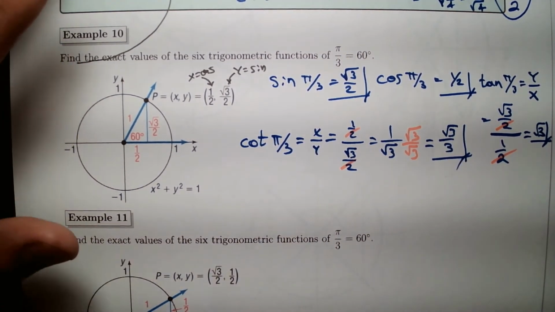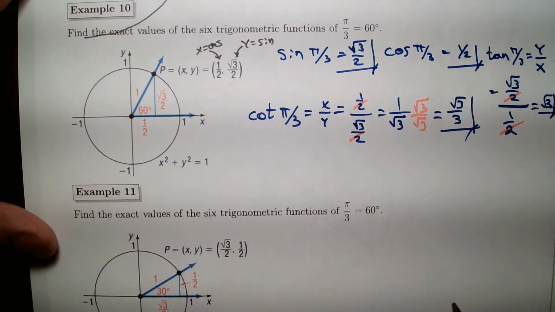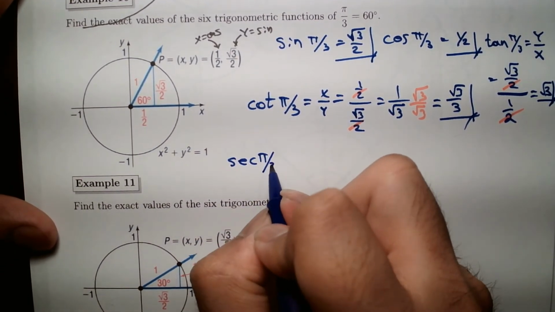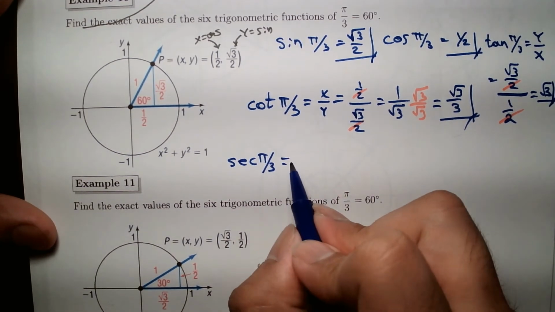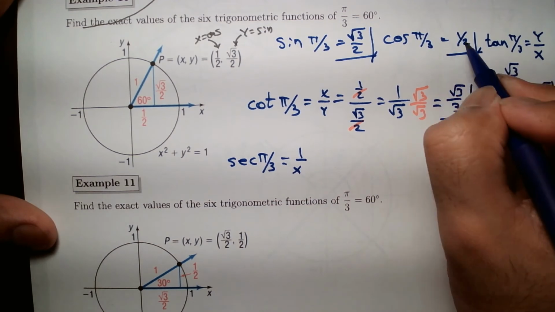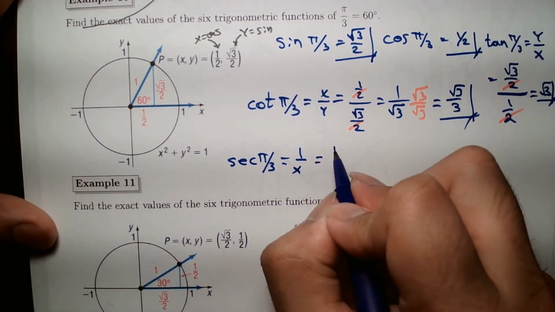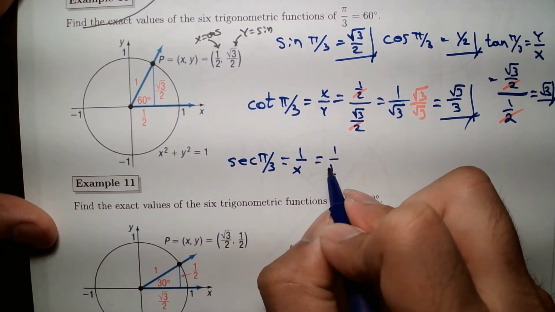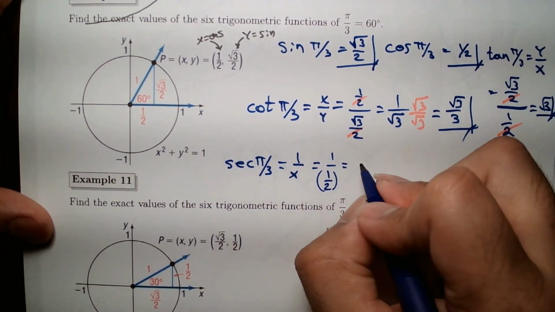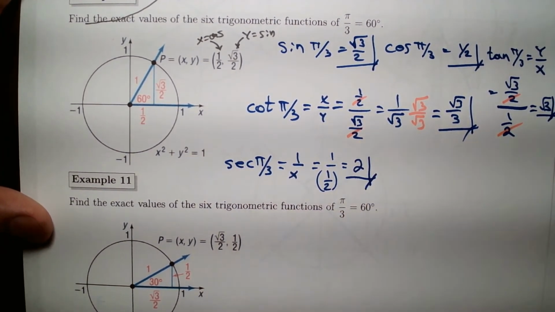What else do we need to do? Well, we need to also do secant. Secant pi over 3. Secant is no other than 1 over x, which is 1 over cosine, in other words. 1 over 1/2. Dividing by a fraction is the same as multiplying by the reciprocal, that's simply 2.